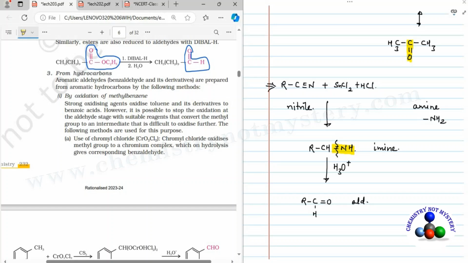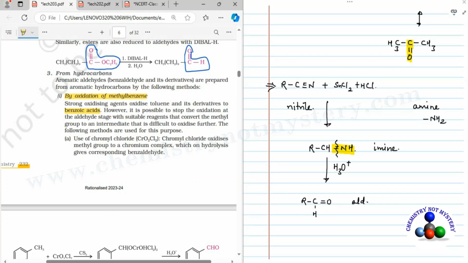Next method is from hydrocarbons. Aromatic aldehydes, benzaldehyde and its derivatives are prepared from aromatic hydrocarbons by the following methods. First method is the oxidation of methyl benzene. Strong oxidizing agents oxidize toluene and its derivatives to benzoic acid. However, it is possible to stop the oxidation at the aldehyde stage with a suitable reagent that converts the methyl group to an intermediate that is difficult to oxidize further. The following methods are used for this purpose.